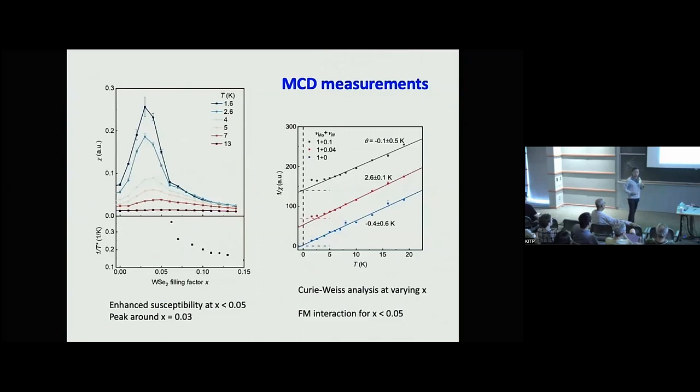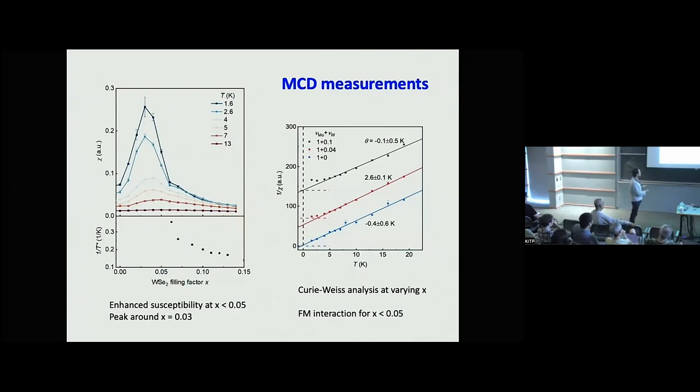And we can also use the same measurement as we have done using the MCD to try to get a sense of the magnetic properties of the system. So this is the magnetic susceptibility as a function of the filling factor only in the itinerant layer. You can see that there is a big enhancement in the susceptibility. It starts to go up quite high below 5%, but it peaks around 3% doping.